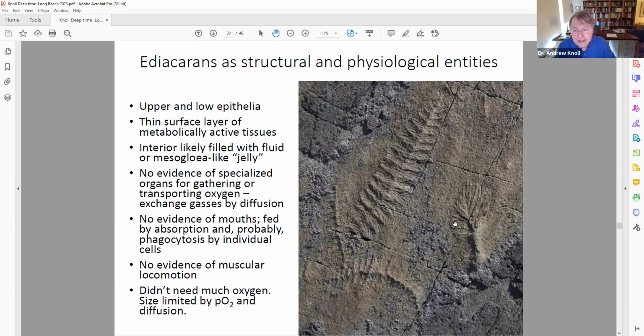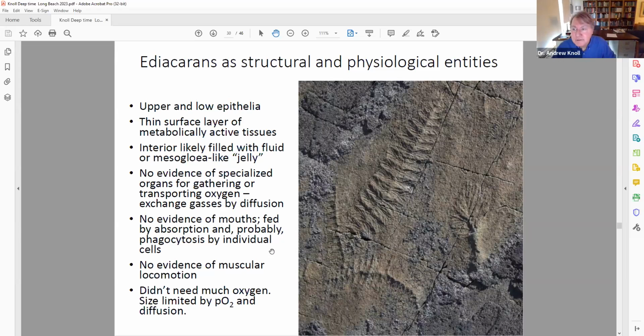Well, what we think is that these organisms are early animals. They basically have upper and lower cell layers called epithelia, and all of the metabolism by these was done in these thin layers of metabolically active tissues. And then in the interior, they seem to have had either fluid or some kind of jelly, like the jelly we see in jellyfish today. They have no evidence of specialized organs for gathering and transporting oxygen. That is, there's no lungs or gills. So they exchanged gases by diffusion.